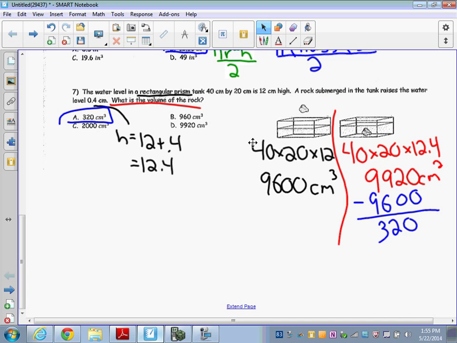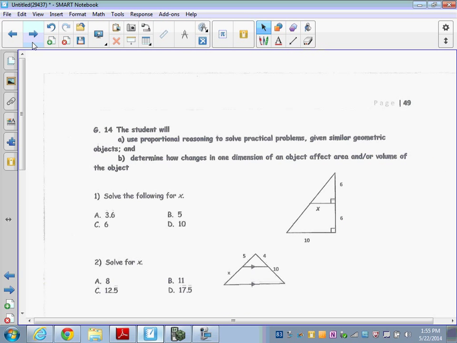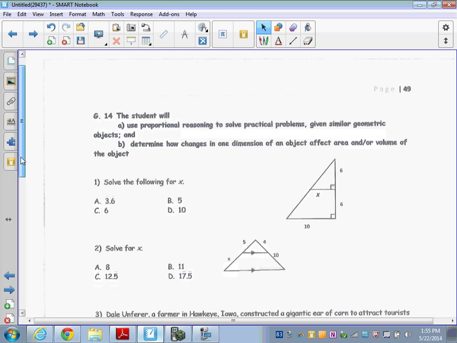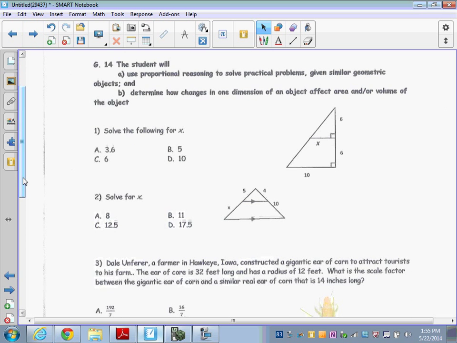So let's go on to the other page. The other page we won't be using our formula sheet for. This is page 49. This uses a different standard with proportional reasoning, and we have to see how changes in dimension work. So let's start off with number 1. Number 1, we're asked to solve for x.